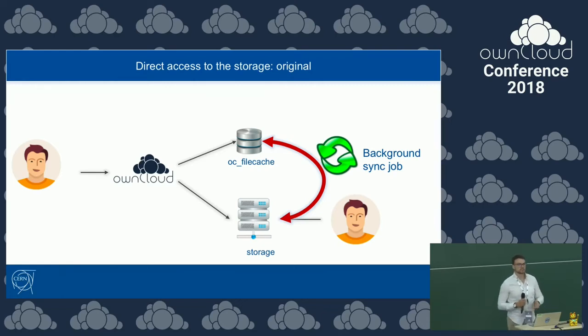But now, imagine that you want to give the users the possibility to access the storage directly, for example, through a WebDAV mount, or through a Samba mount. The user will write to this storage, and then ownCloud will use a background synchronization job to make sure that the data that has been added behind ownCloud is synchronized into this OC file cache. Given the volume of data that we are managing, this was not possible.